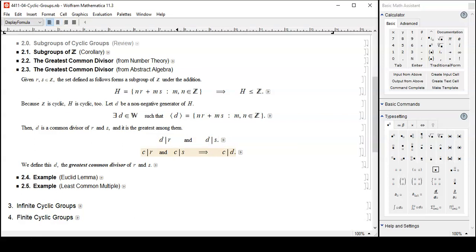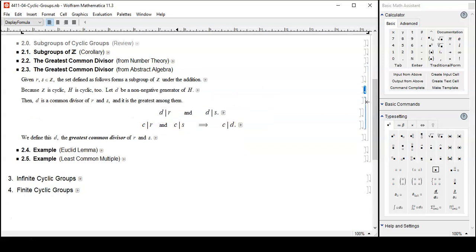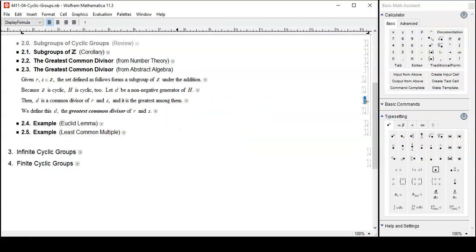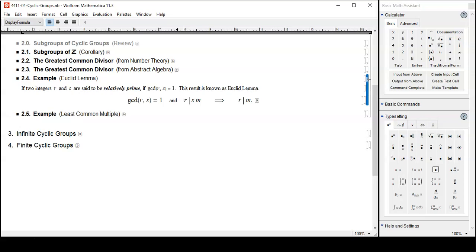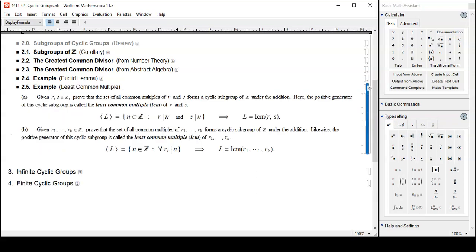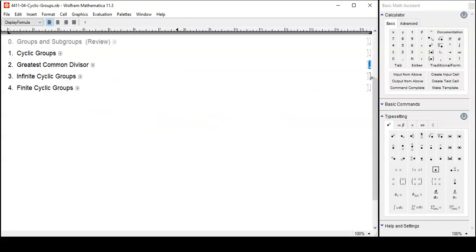This one also proves the uniqueness. So we have a well-defined, unique greatest common divisor, and we use that, for example, like this, Euclid's lemma as an application, and here's another application, LCM, etc. Okay, that was a quick review.